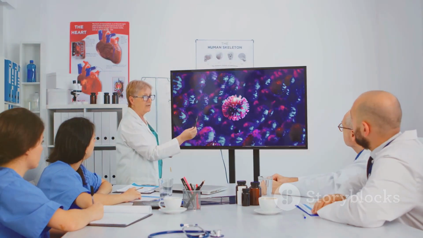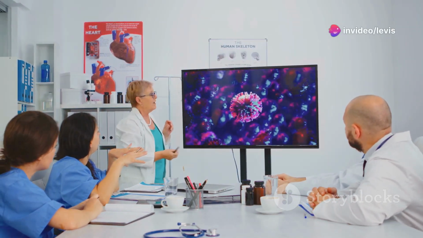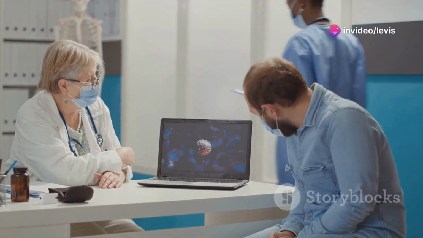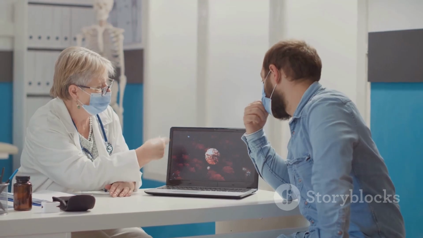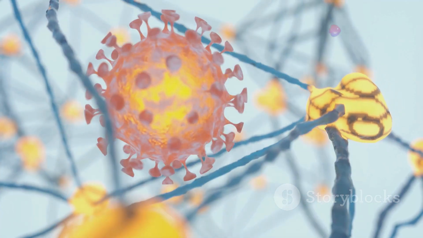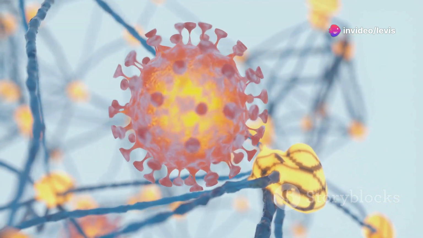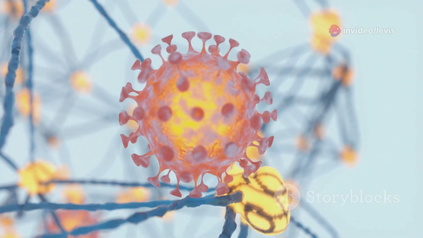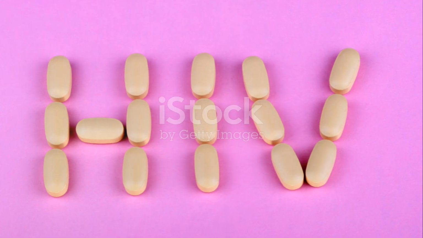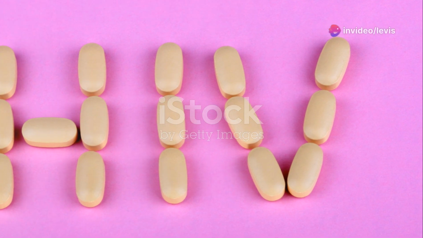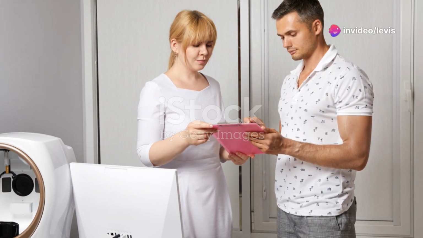Post-attachment inhibitors work by binding to the CD4 receptor on the host cell after HIV has already attached. This binding blocks the interaction between HIV and the co-receptor, preventing the virus from fusing with the cell membrane and entering the cell. Essentially, post-attachment inhibitors trap the virus on the surface of the cell, preventing it from completing the entry process and establishing infection. This mechanism of action makes post-attachment inhibitors a promising addition to the antiretroviral arsenal, especially for individuals who have developed resistance to other classes of HIV medications.